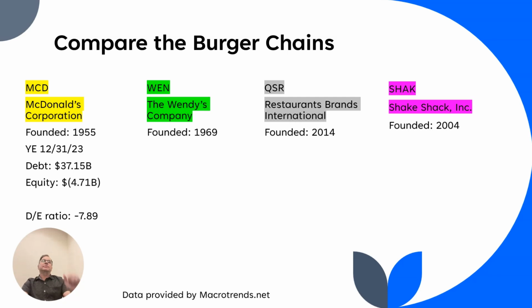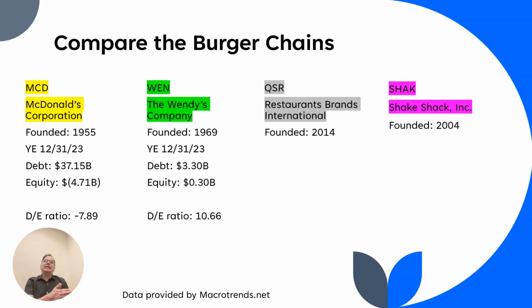So let's look at McDonald's. The debt, 37 billion and 4 billion in equity, negative. Oh, here's that negative again. So McDonald's actually has a debt to equity ratio of negative almost 8. We'll talk about how important that is in a minute. So now Wendy's. Wendy's has 3 billion in debt, 0.3 in equity. So they have a debt to equity ratio of 10.66.